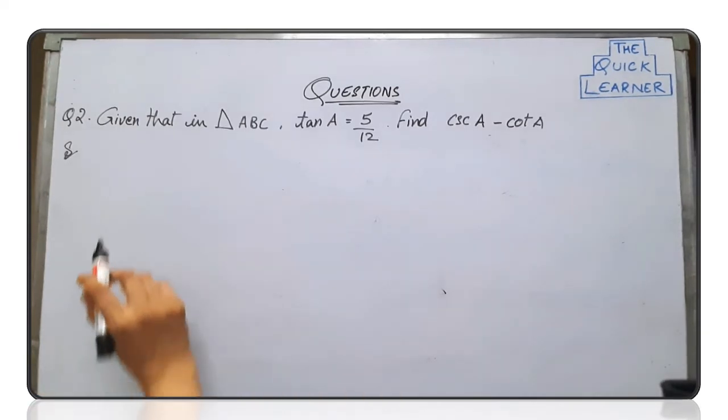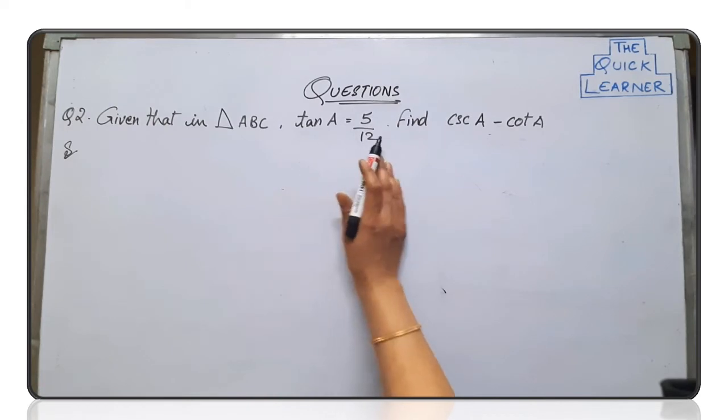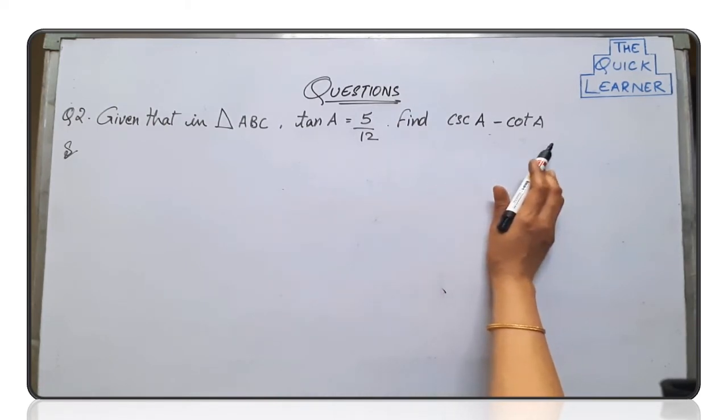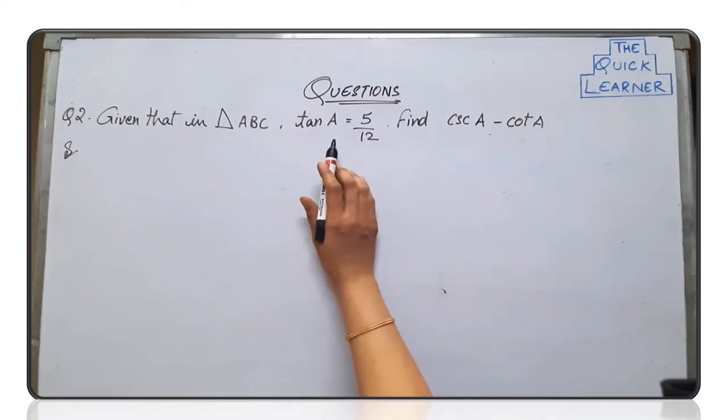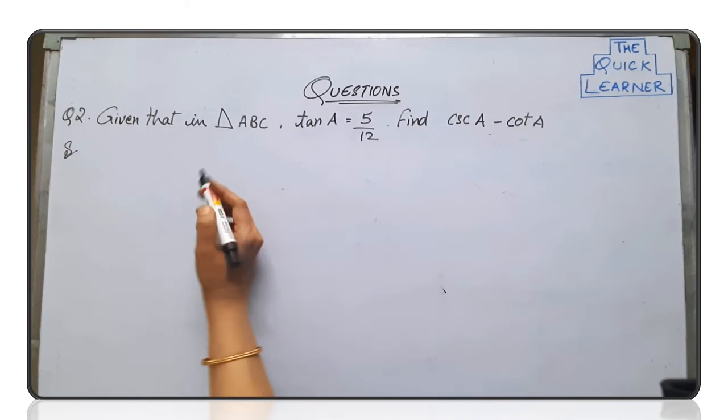Look at this next question. Given that in right triangle ABC, tan A equals 5 by 12, find cosecant A minus cot A. So like in the similar question, you have to find out the third value.